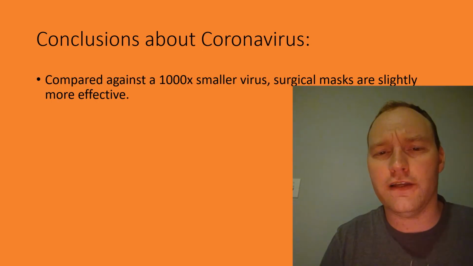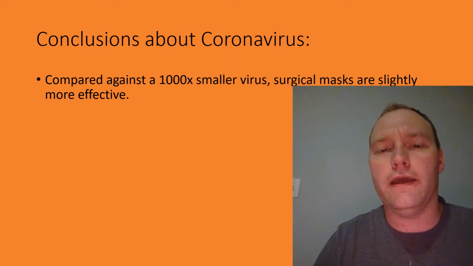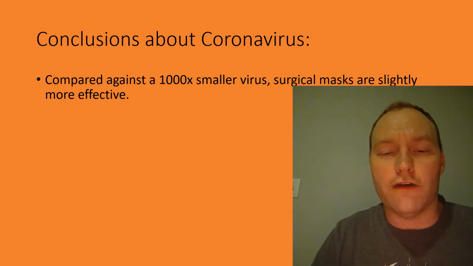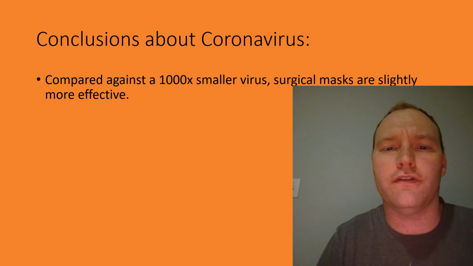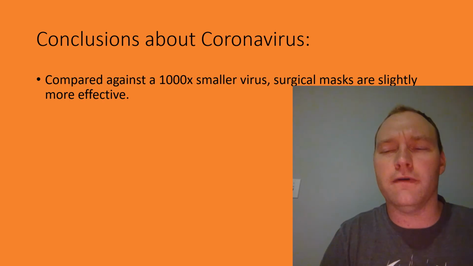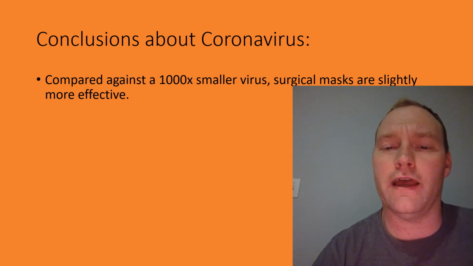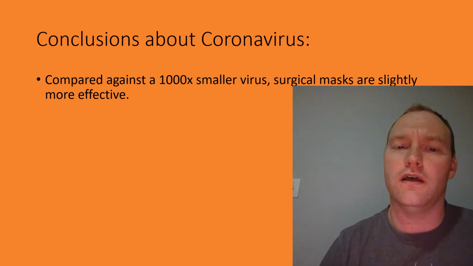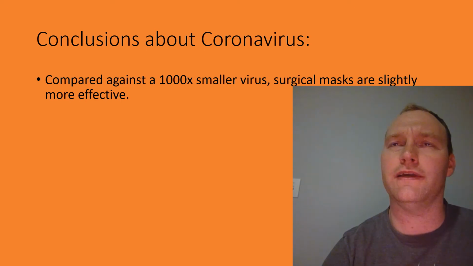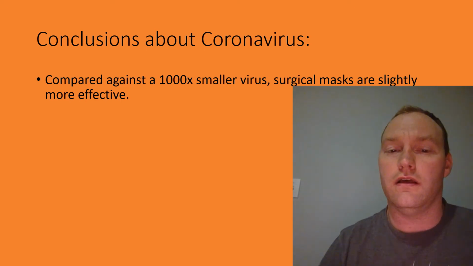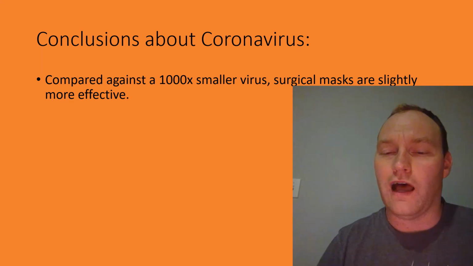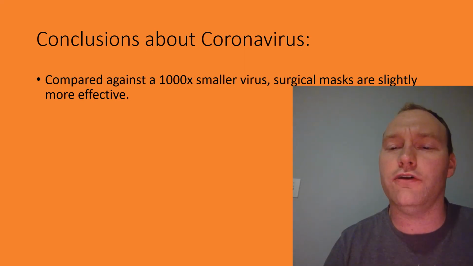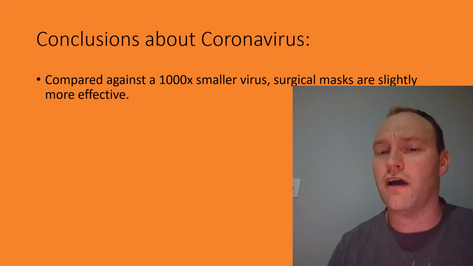The first thing I want to talk about is the size of a virus particle. So a virus is on the nanoscale, which is a billionth of a meter. The paper talks about particles that were microns, or a millionth of a meter. So if some of the cloth masks are ineffective against a particle that is larger than a virus, then those same cloth masks are going to be ineffective against the coronavirus. I do think the surgical mask may be slightly more effective, but not by much.